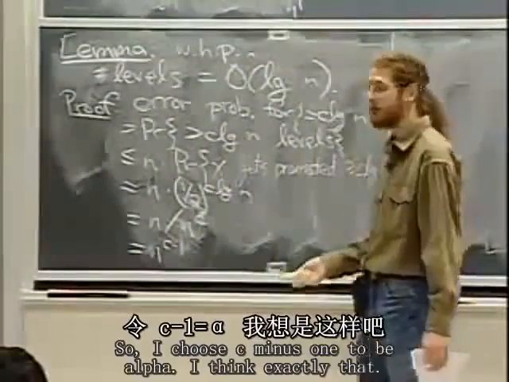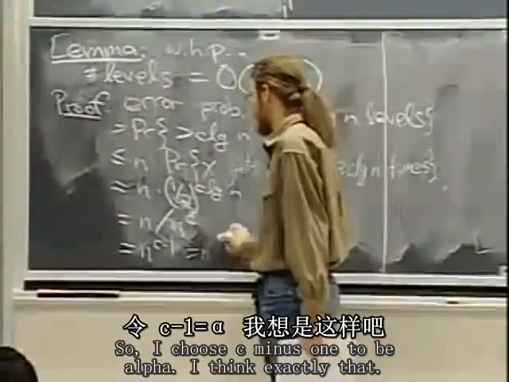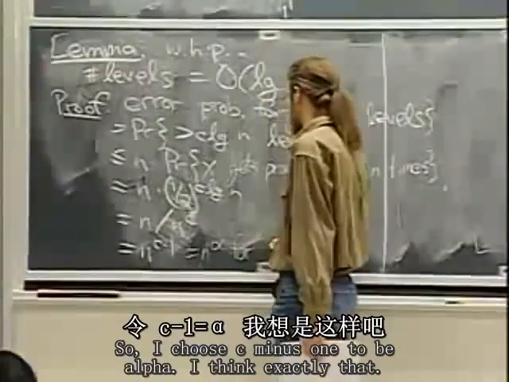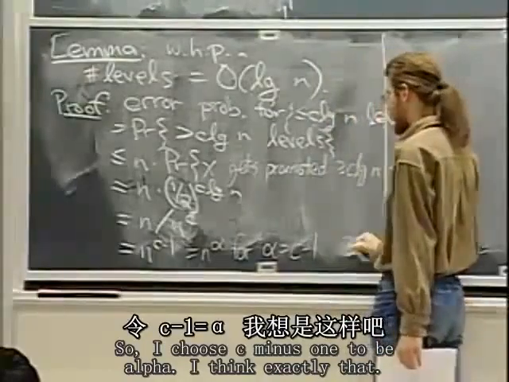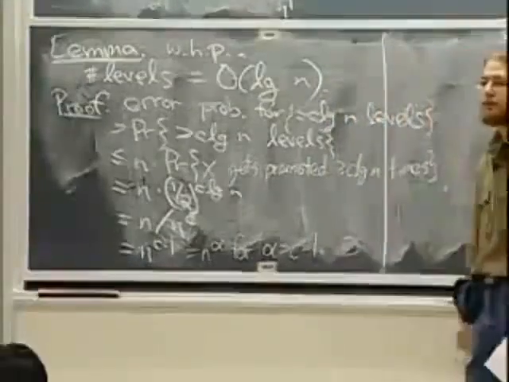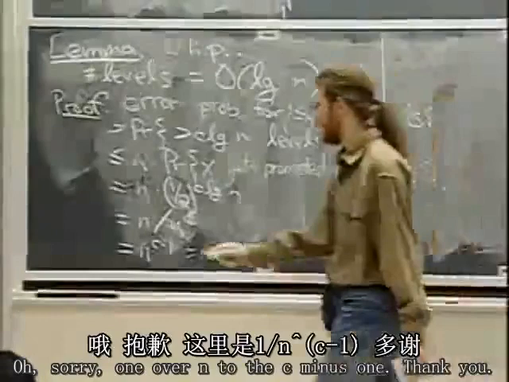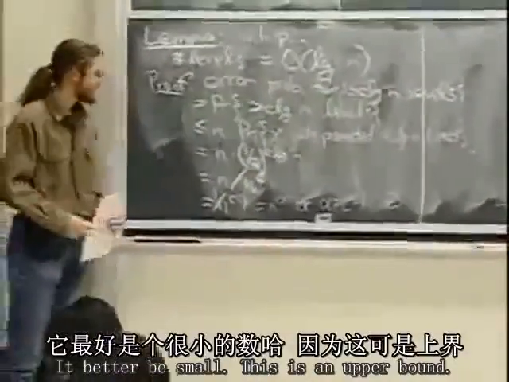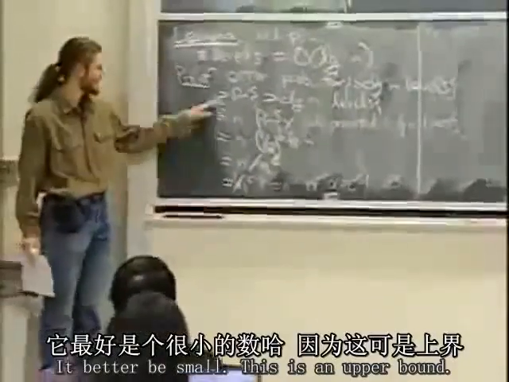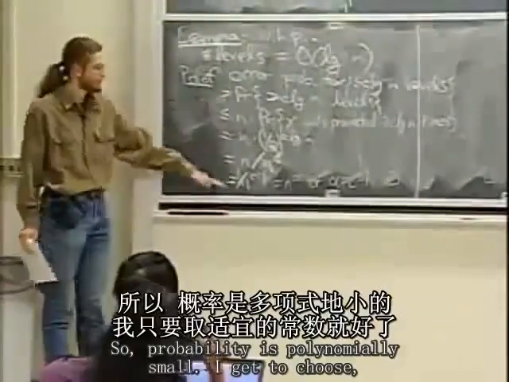So I choose c minus 1 to be alpha. I think exactly that. Sorry. 1 over n to the c minus 1. Thank you. Better be small. This is an upper bound. So probability is polynomially small.